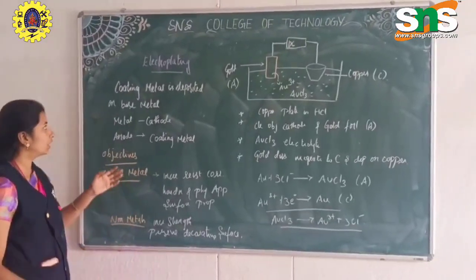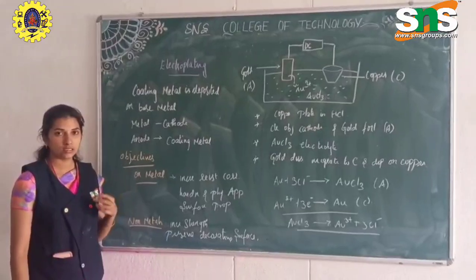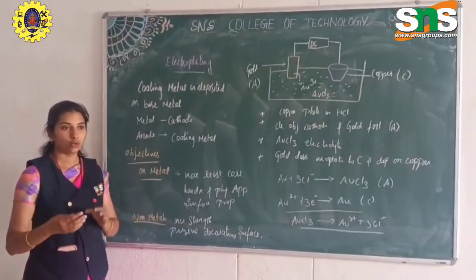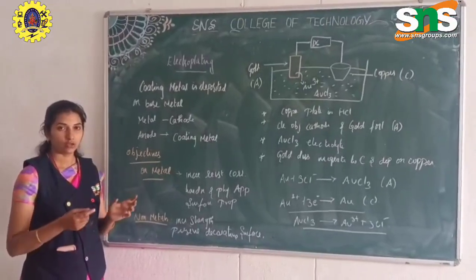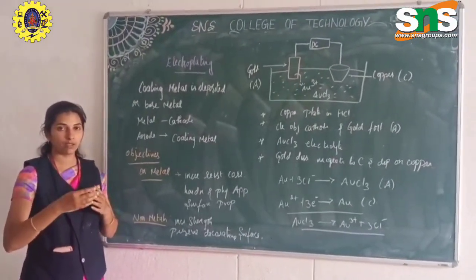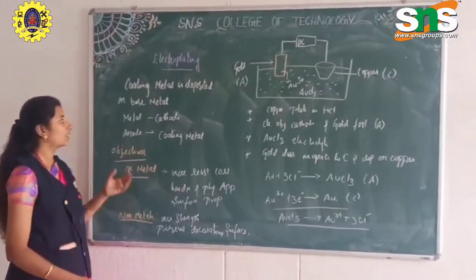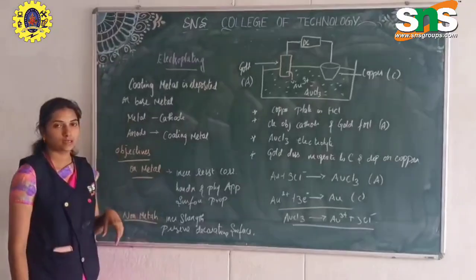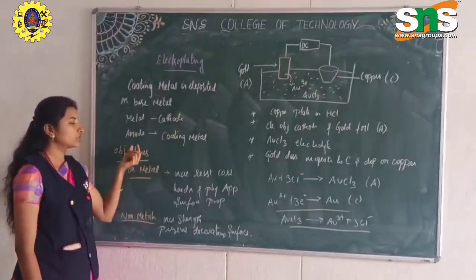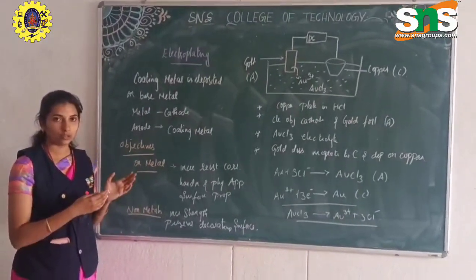Here the coating metal is deposited on the base metal by using a direct current source. In the electroplating process, electrons are passed through the solution and the metal is coated on the base metal by using the direct current source. This is the basic formation, where the base metal is considered as the cathode and the anode is the coating metal. So these are the cathode and anode properties.